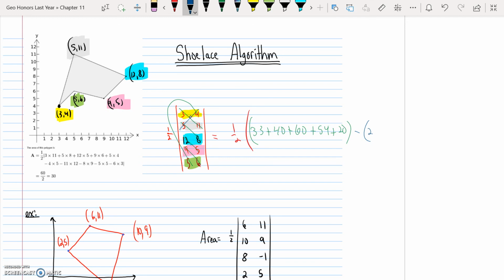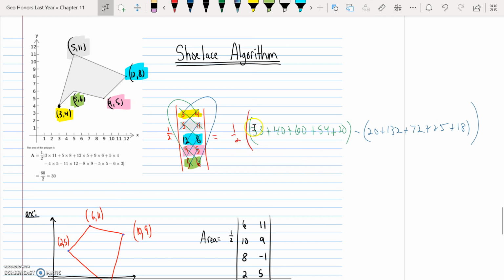4 times 5 is 20. 11 times 12 is 132. 8 times 9 is 72. 5 times 5 is 25. And the last one, 3 times 6 is 18.